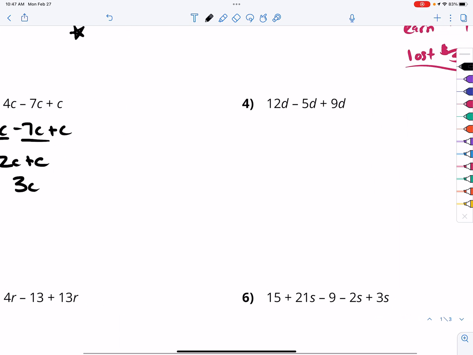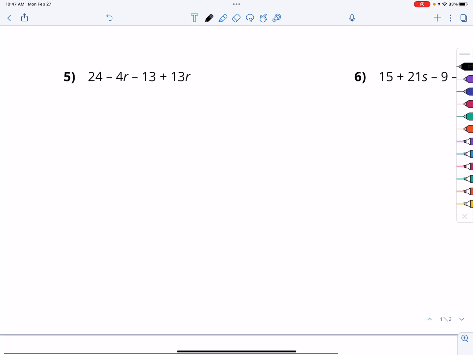All right, here we are with number 4. We're going to do that same thing. Because we're left with addition and subtraction, we're just going to travel from left to right as we solve. So we will do 12d minus 5d is 7d, and then we're adding 9d onto it. So we have 7d plus 9d is 16d.